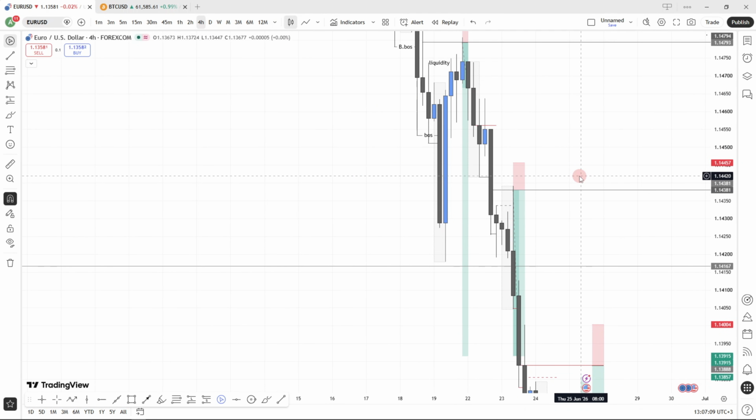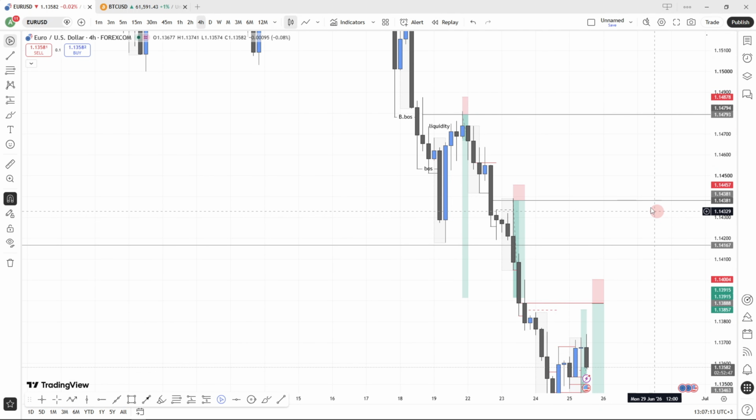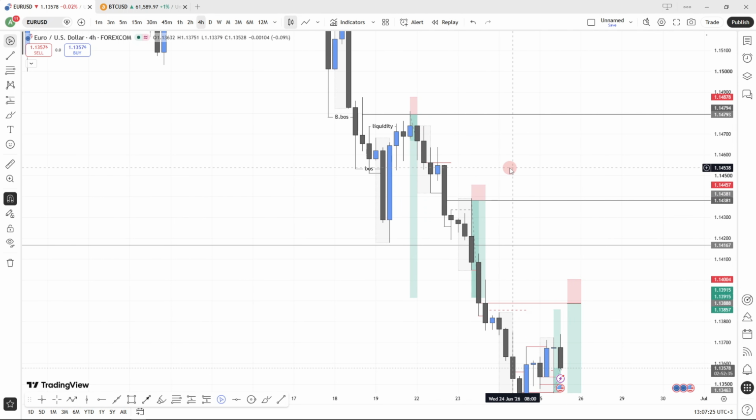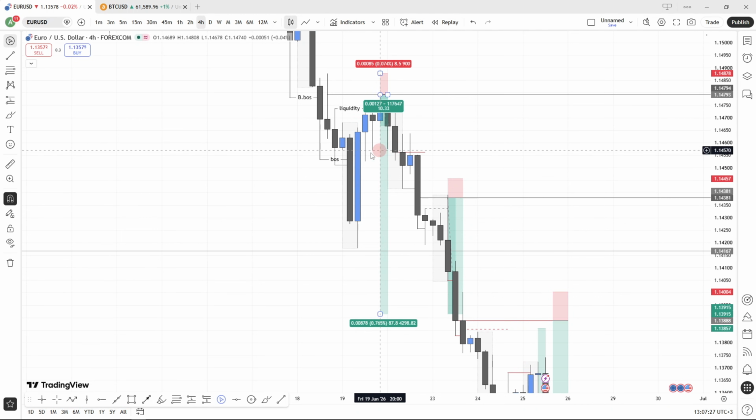Remember, we are doing this once you understand that the direction of the market is bearish. That's why we are marking these kinds of trades as bearish setups. So you must mark these in alignment with the direction of the market. Right here we had this OCL. Price was rejected from this OCL.